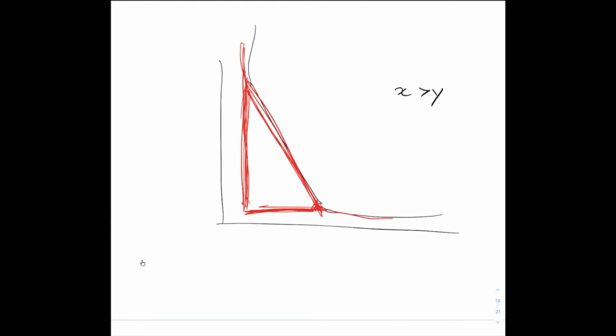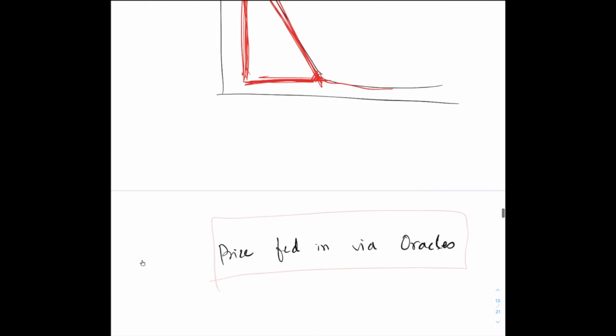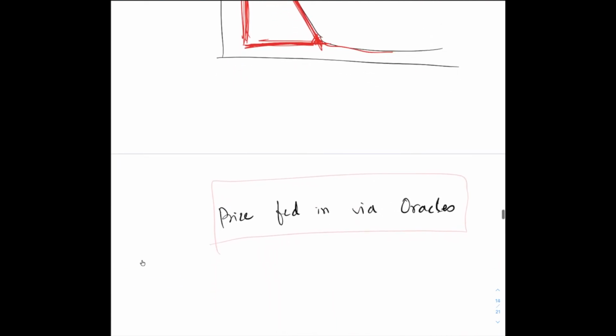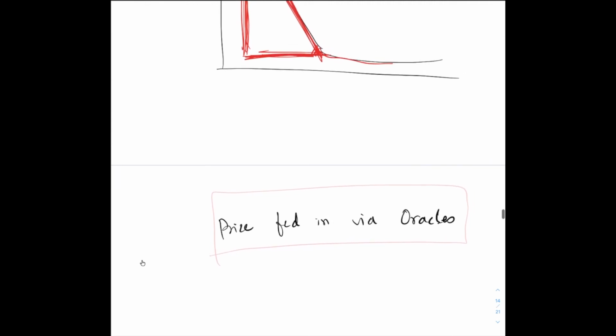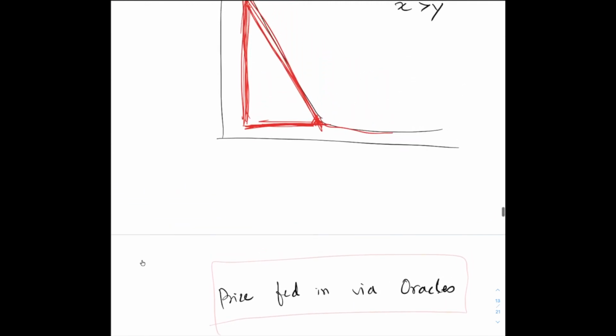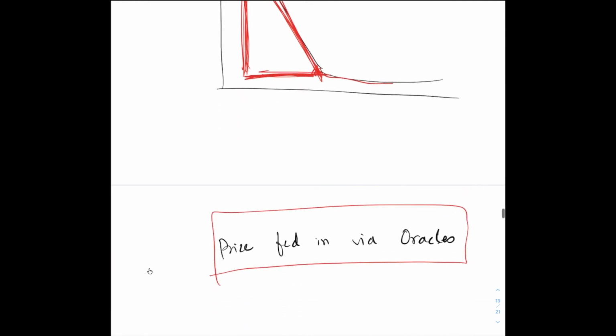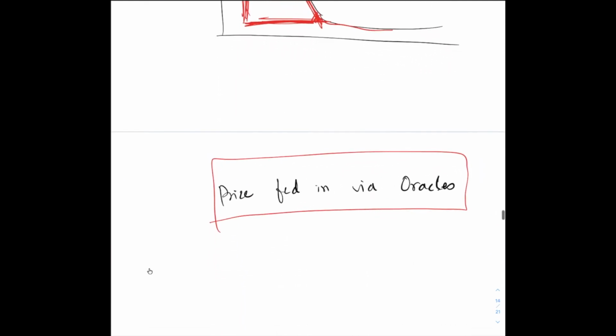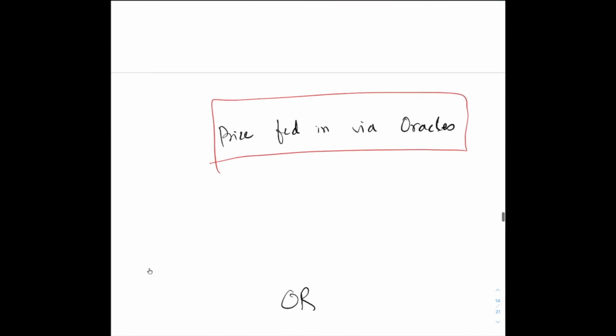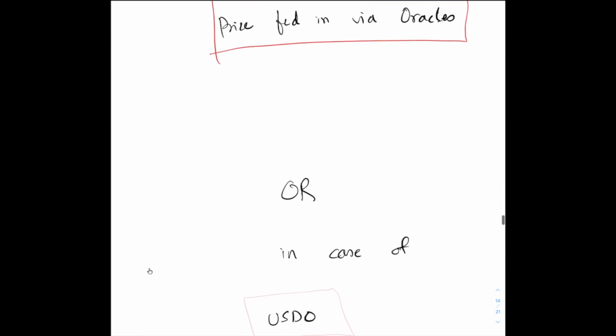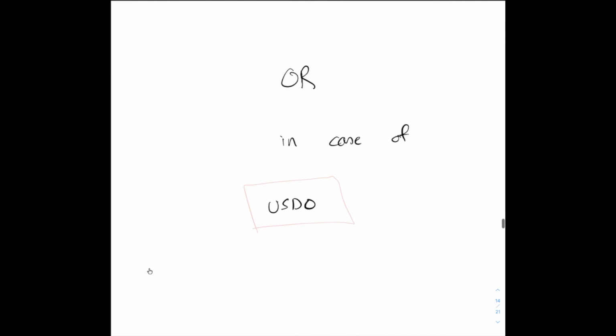Now, Curve's original white paper actually references this in the first few paragraphs itself. So it's not a new idea, it's an existing concept. But they do mention that for that, you need the price to be fed in via an oracle. So that is the limitation of this system. You do need a price source for this kind of system, but it's an acceptable compromise to achieve high capital efficiency and low slippage.